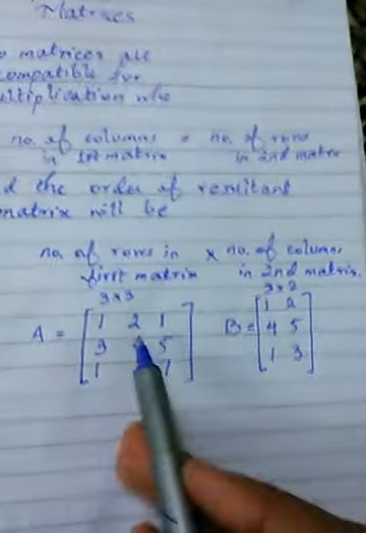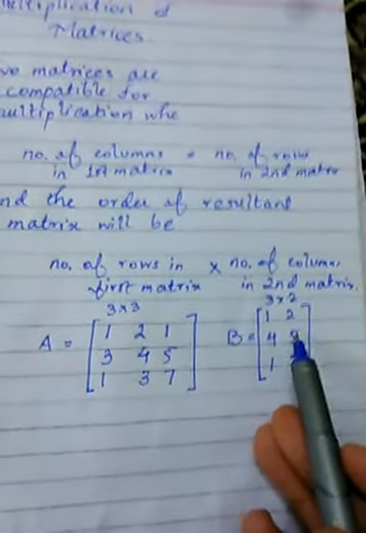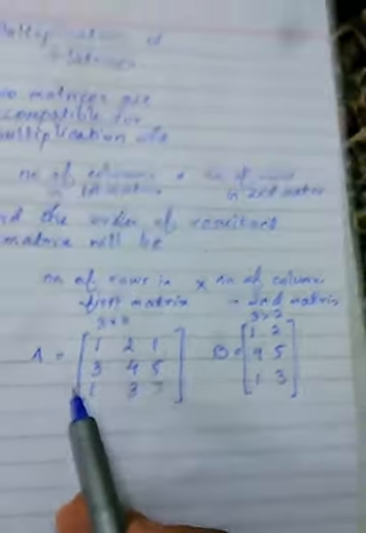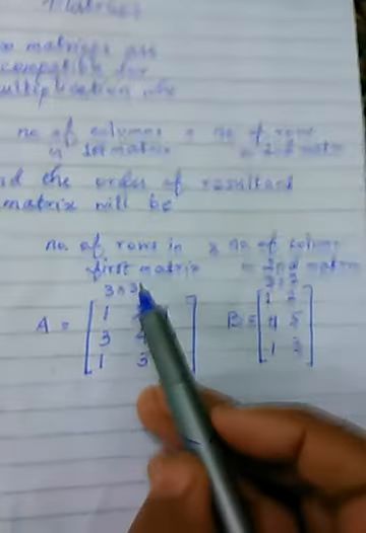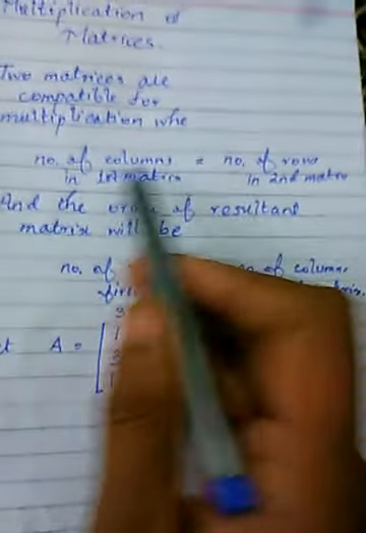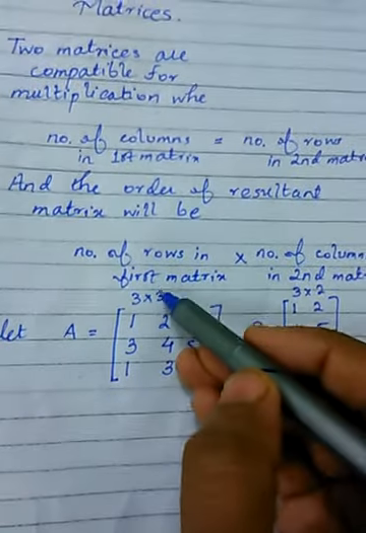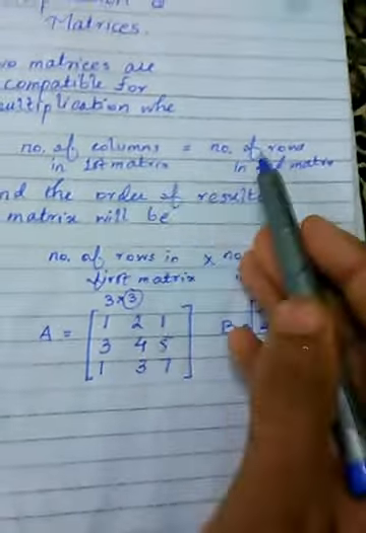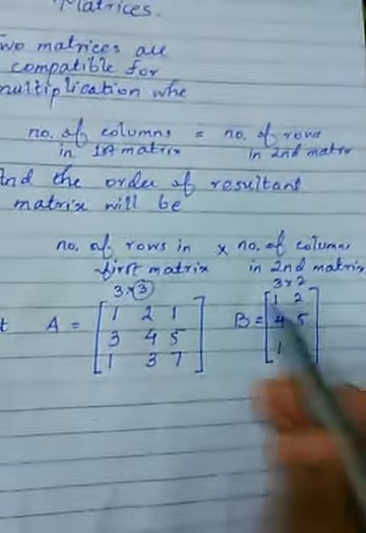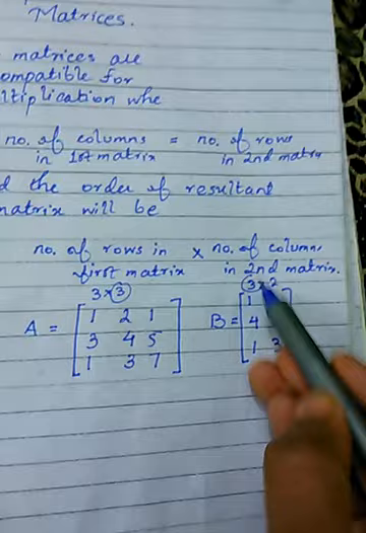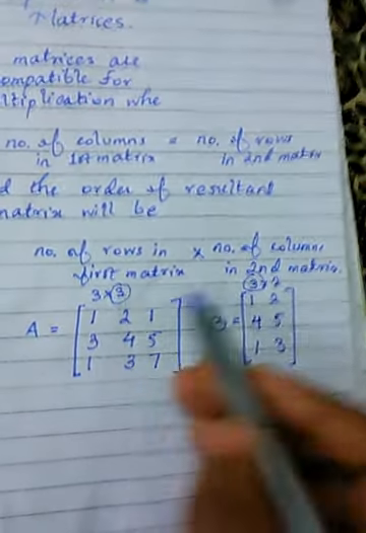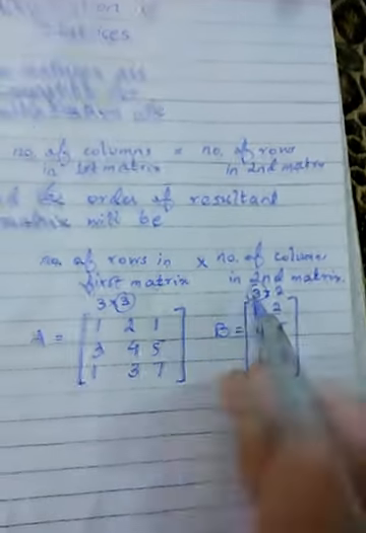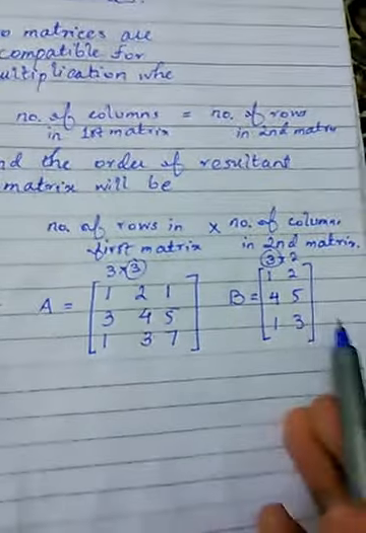So to check whether these two matrices are compatible for multiplication, we have to check this condition: the number of columns in the first matrix, 3, should be equal to the number of rows in the second matrix, 3. So the number of columns in the first matrix equals the number of rows in the second matrix. This means A and B are compatible for multiplication.